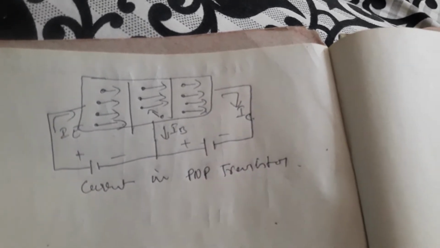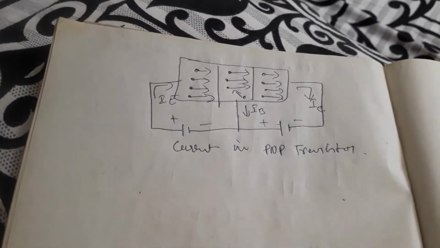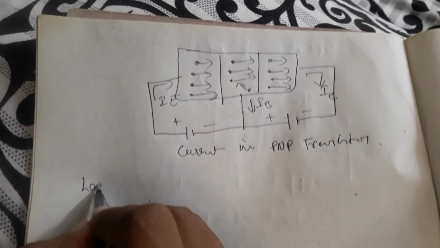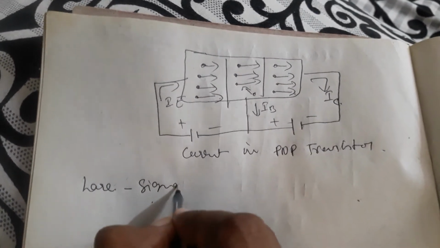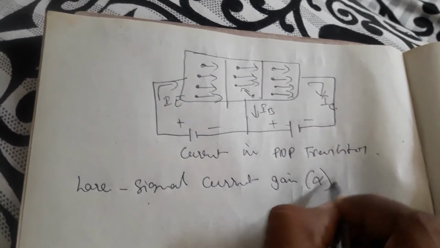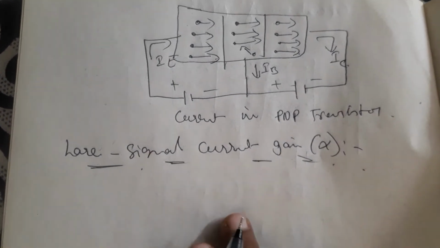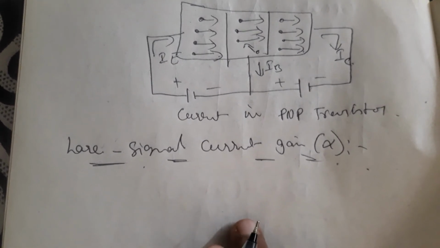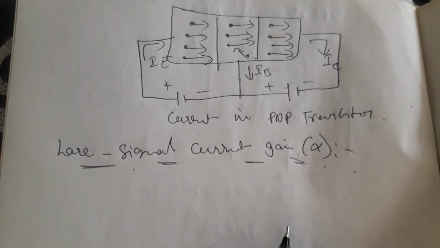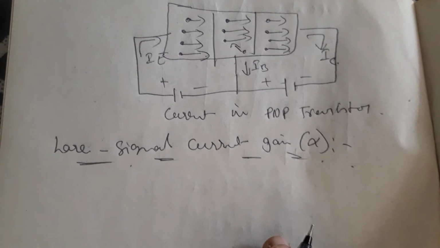Next, large signal current gain. What is alpha? Alpha is the current amplification factor, the large signal current gain. The large signal current gain of a common base transistor is defined as the ratio of the negative of the collector current increment to the emitter current change from cutoff to IE.